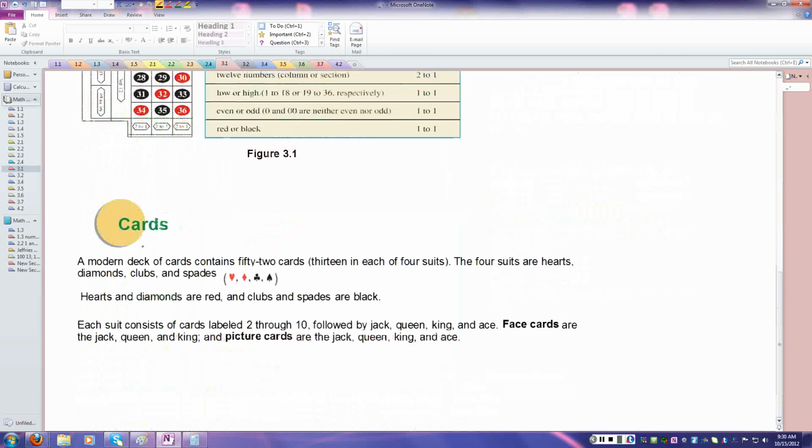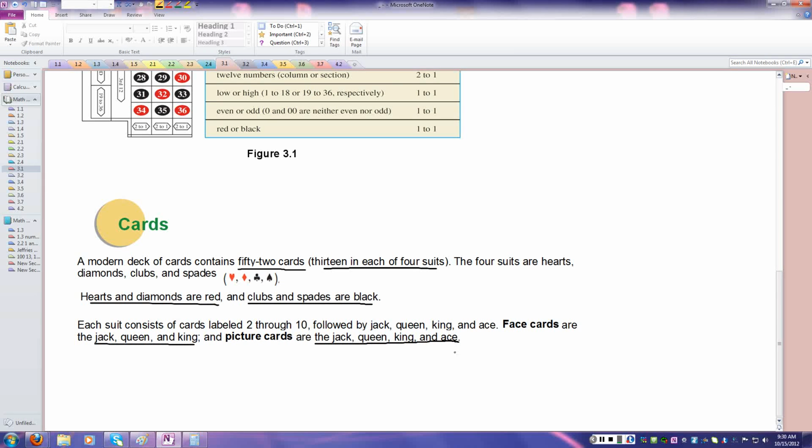So you might have to refer back to this on some of the problems, but it will be given in the problem. Cards, we've seen examples of cards before. There's 52 cards in a deck. There's 13 of each suit, right? There's hearts, diamonds, clubs, and spades. The hearts and diamonds are red, and the clubs and spades are black. Each suit contains a card labeled 2 through 10, followed by Jack, Queen, King, and Ace. The face cards are the Jack, Queen, and King, and the picture cards are the Jack, Queen, King, and Ace.